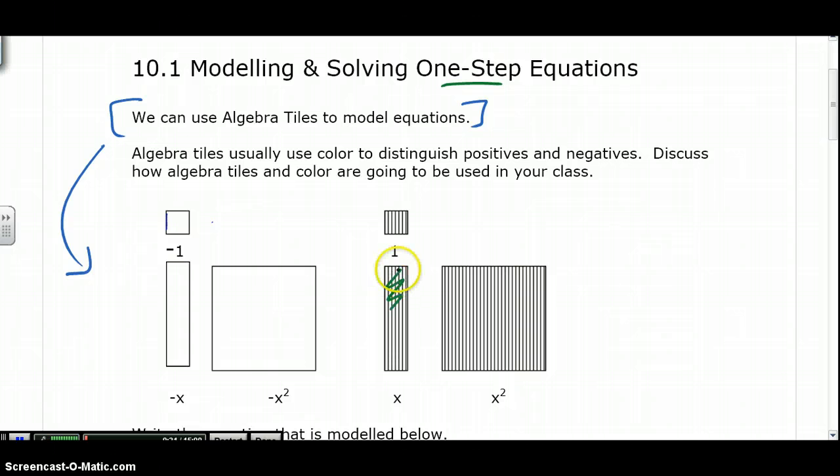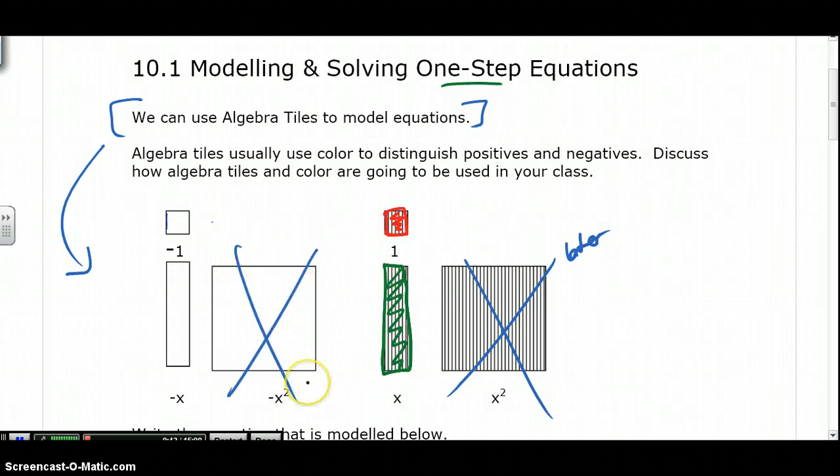In the book, you'll see the positive x's as a green rectangle, this guy here. You'll see the ones as a red square. This x squared we're actually going to get to later. You're not going to use those right away. We might pull out the kits, and they'll be in the algebra tile kits that we use. Similarly, you won't use the negative x squared. When we're talking about negative x, the book is going to represent that just as a blank rectangle, and negative 1 as a blank 1.